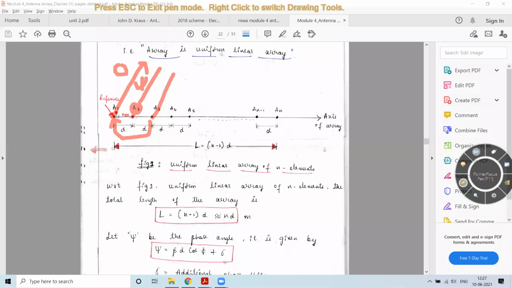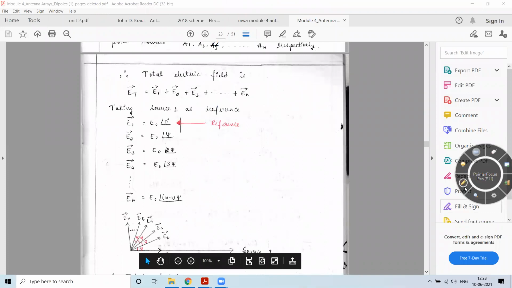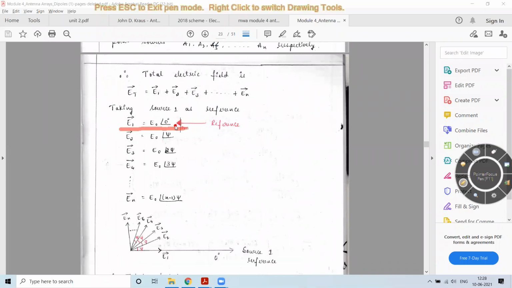Therefore, the field due to source 3 will be leading by psi plus psi, which is 2 times psi. Similarly, when I go to source 4, it will be leading by 3 psi. The field at source n will be leading by n minus 1 times psi. So that is what we had seen in yesterday's case. In simplified form, they have written it in this form: E1 is equal to E0 angle 0.